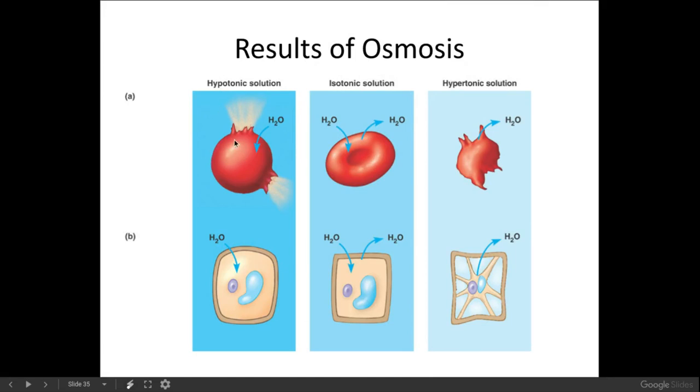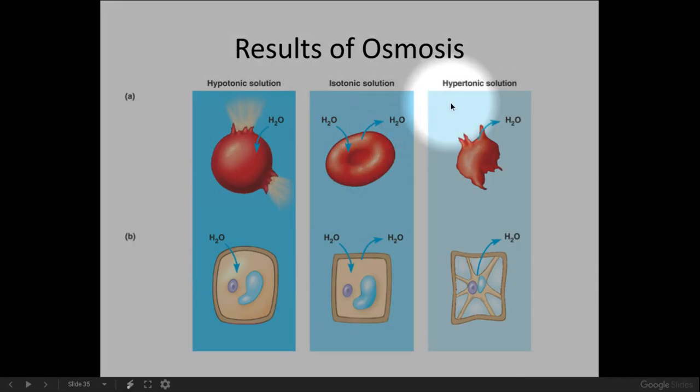Well, when the water goes in the cells, if it doesn't reach equilibrium, if it's an animal cell, the water will keep coming in and eventually it will burst. If it's a plant cell, the water will come in, and because of the cell wall, it won't burst, but it'll get very turgid or rigid around the side.